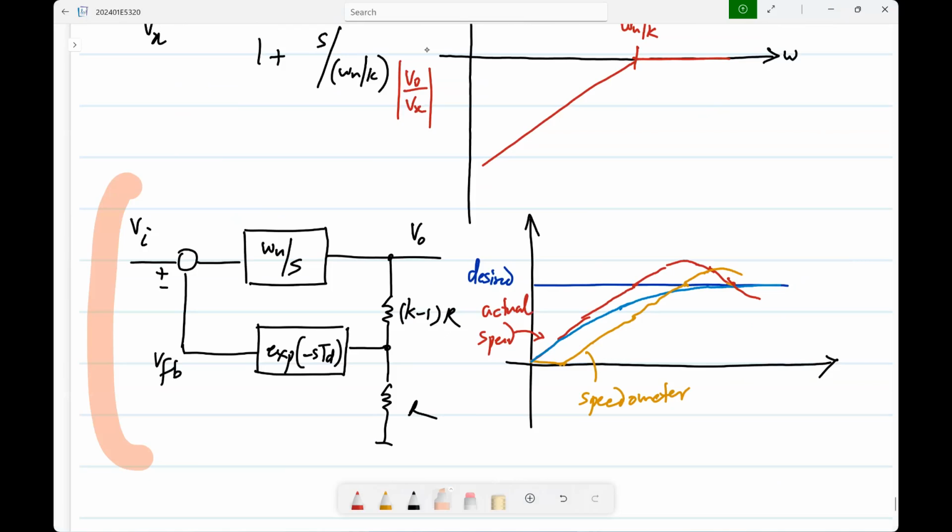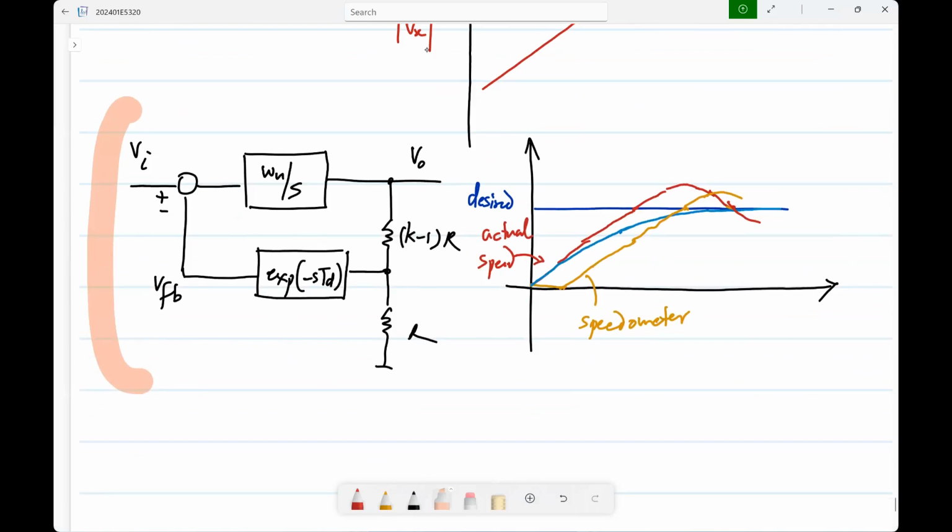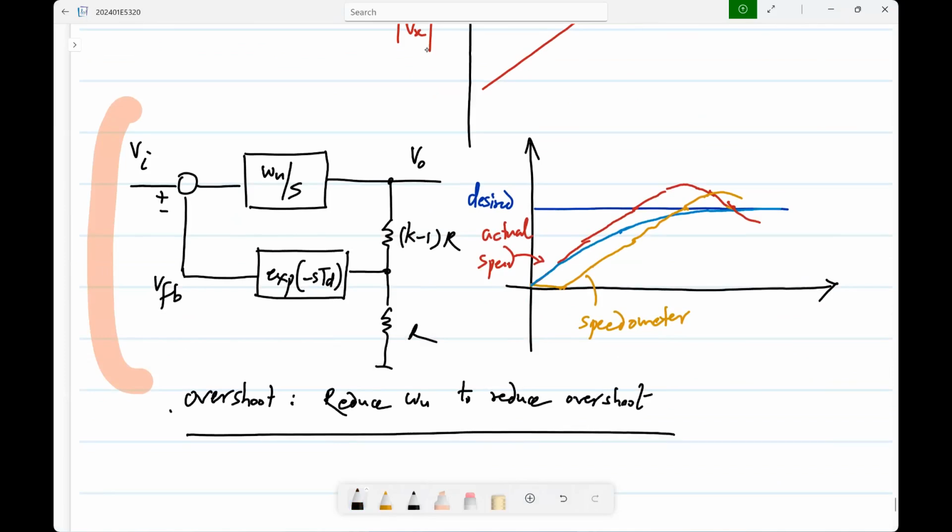Reduce omega u. You have to reduce omega u. That's the equivalent of accelerating more gently, right? Essentially, I have this ramp and then I reduce the slope of that ramp. Okay. So this always works. May or may not be desirable, but you can always make the system stable and well behaved by slowing it down. Okay.